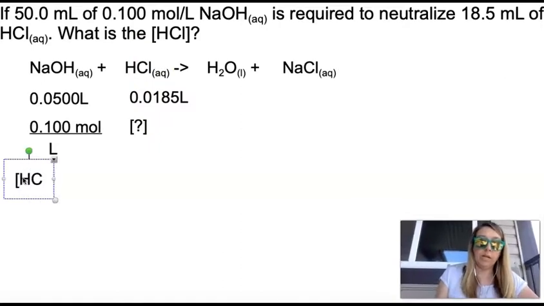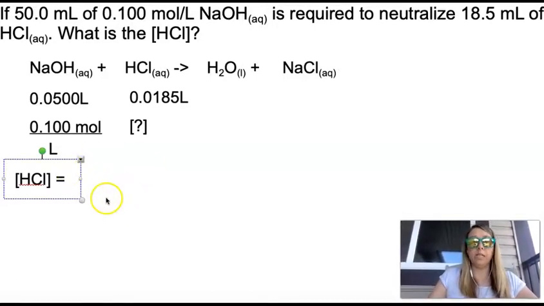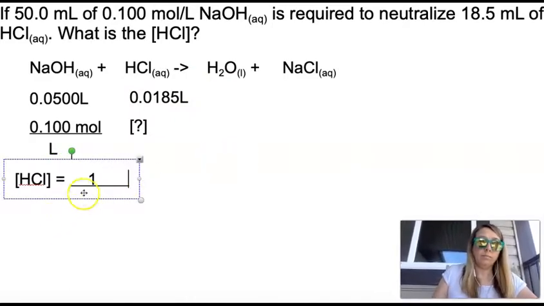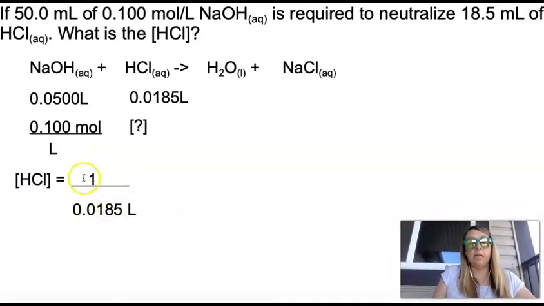So set up our unit analysis. Concentration of HCl is going to equal. So if we're trying to get moles of HCl per liter, we can either start by placing the liters, or we can start by placing the moles. It really doesn't matter what you choose to start with. So let's just place the liters because we already have that. We know that it's moles per liter, so that tells us that it has to go on the bottom. So we're going to put 1 over that 0.0185 liters. Okay, so now that places the liters on the bottom where we need them. The next thing we need to place is the moles of HCl up here on the top.